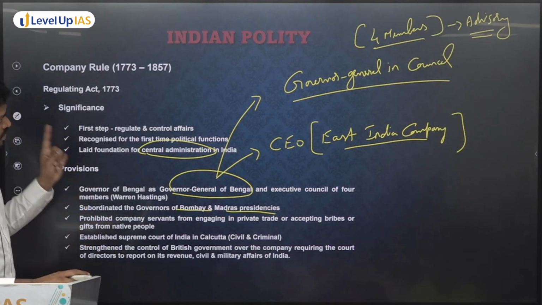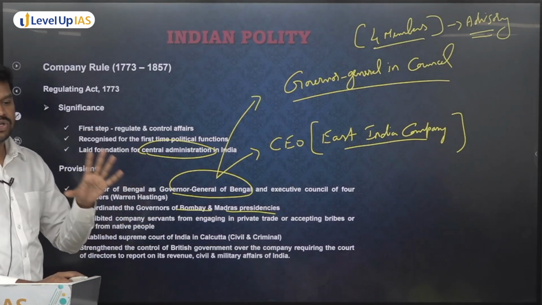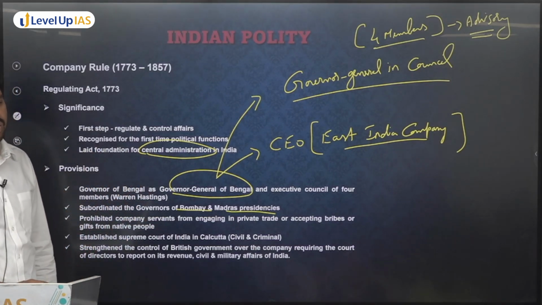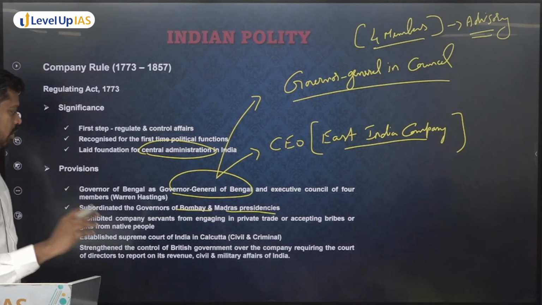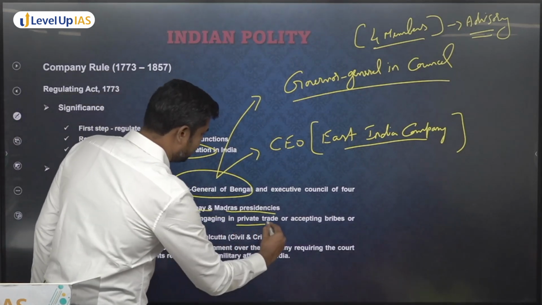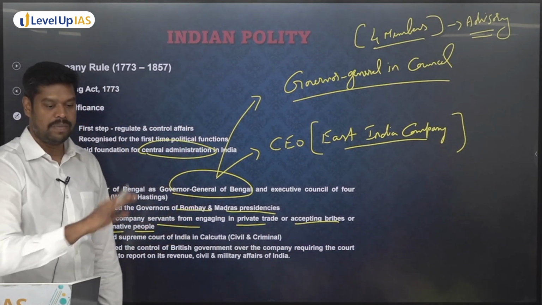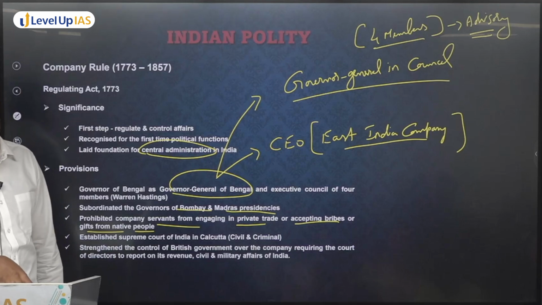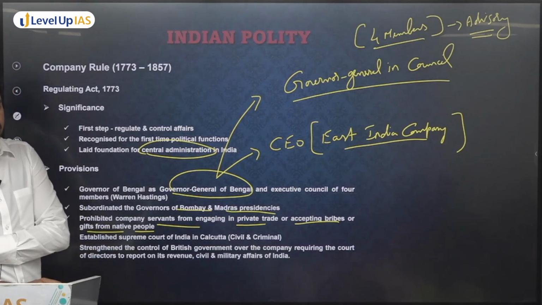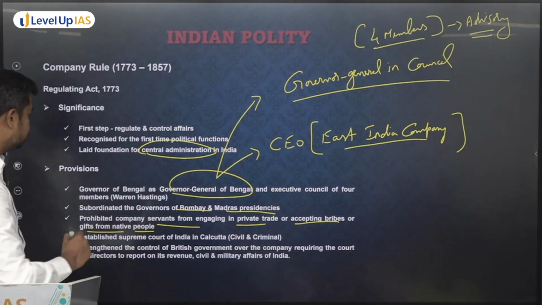And one of the important reasons why the Regulating Act was brought in is that the company was also not performing well. The company was doing losses. The company officials were engaging in a lot of corruption. So one important change that was also brought in is that company servants engaging in private trade or accepting bribes or gifts from the native people was prohibited. It was explicitly put in the Regulating Act, which prevented the company officials from taking any gifts. So therefore, they can prevent the corruption that is happening in the country. So that has also been brought in.